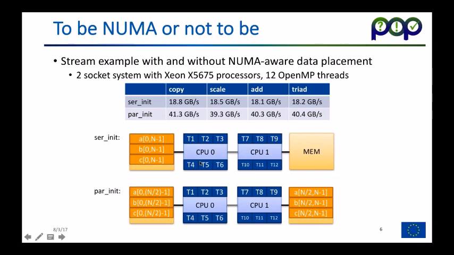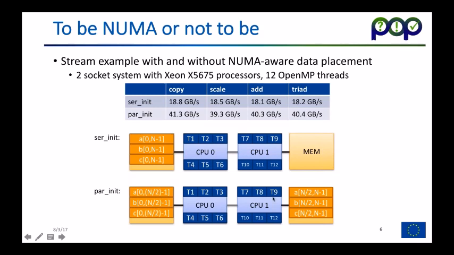And here I'm showing the difference between having the memory all allocated in 1 NUMA node. A, B, and C are the arrays being accessed in the STREAM benchmark. And here they sit all in the memory really close to CPU 0. And that means that the threads of CPU 1 have to access the memory via the interconnect. In this configuration, we get a memory bandwidth of the 4 different operations of about 18 gigabytes per second.